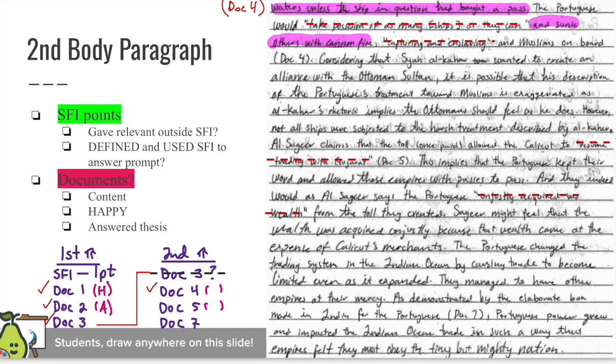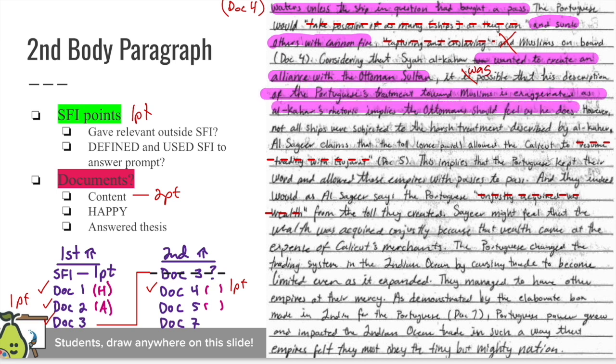That means we can add on that point. Considering that Salah al-Qahar wanted to create an alliance with the Ottoman Sultan, okay, so now we're looking at the author and what he wanted to do in that document. So which HIP skill do you think that is addressing? This leader wanted an alliance with the Ottoman Sultan. Could be point of view or purpose. What was the purpose of this document? Building an alliance. So you could put P or POV.